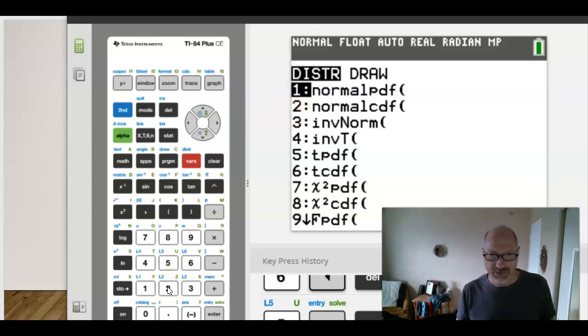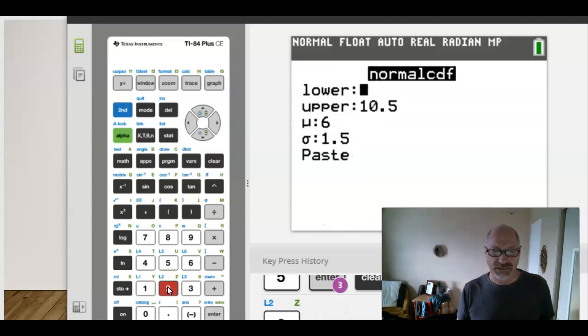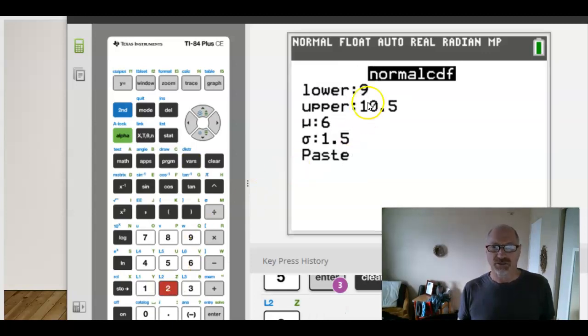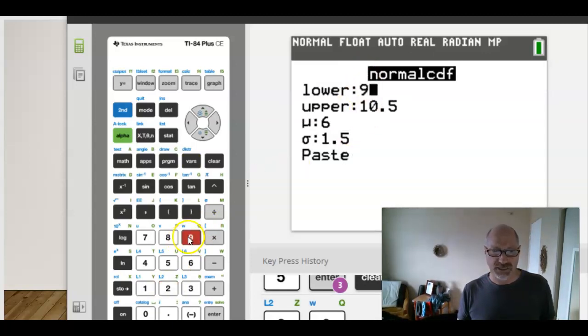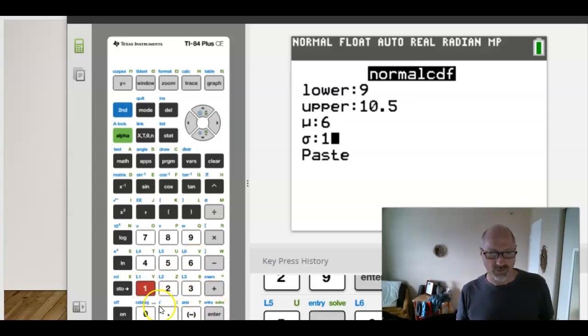We can punch the number 2. It will automatically select that. The lower is 9. It's already entered. We enter that. Then 10.5. I'll enter that again. Then enter that. Then 6. Enter. 1.5. Enter.